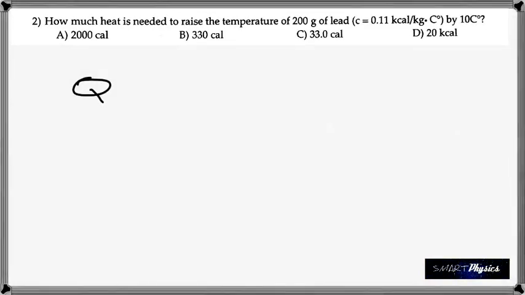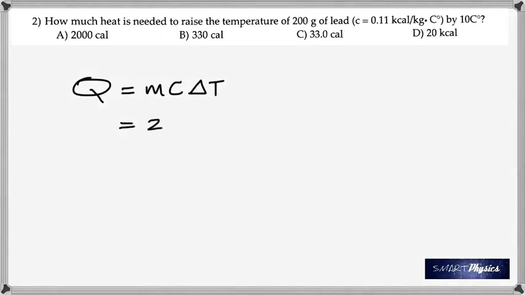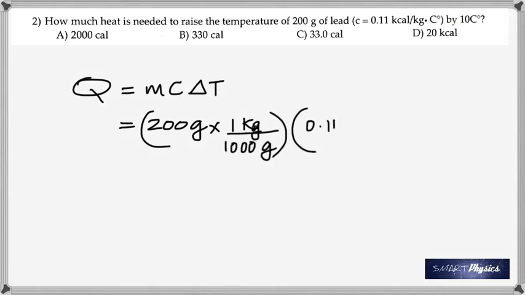Question 2. How much heat is needed to raise the temperature of 200 grams of lead by 10 degrees Celsius? Q is mc delta T. M is the mass, 200 grams. Now, if you keep it in grams, then you can have... alright, here I'm changing it into kilograms. 200 grams divided by 1000. Now why? Because specific heat is in kilocalories per kilogram. You see, it's in kilograms.